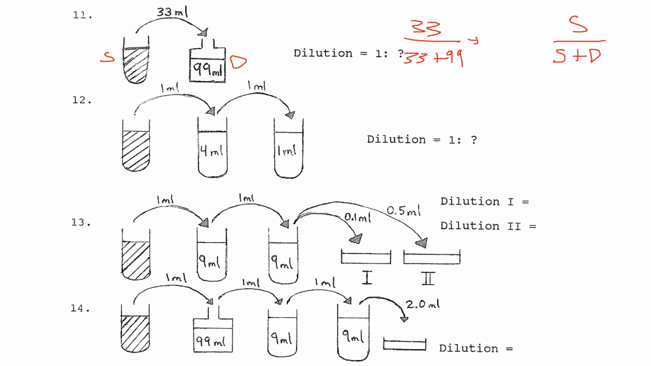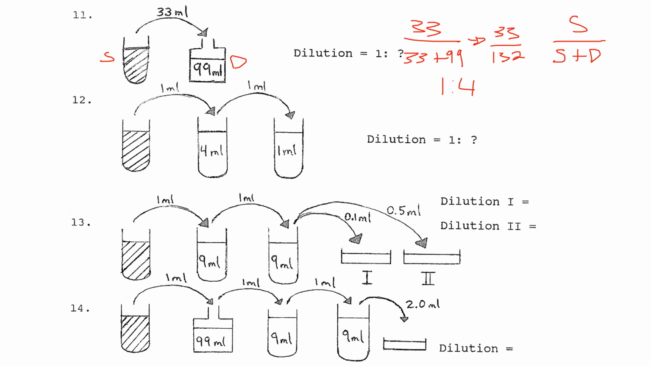And so it'll actually be 33 over 132, I believe, if I'm doing mental math right. This one might be hard to do the mental math for, 33 over 132, but that's a 1 to 4 ratio here, right? Okay, so hopefully that made sense.